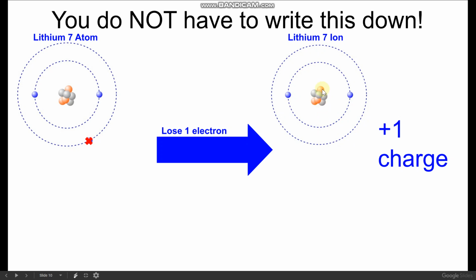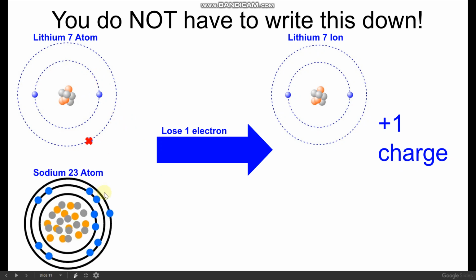We can also think of it in terms of number of protons and electrons. So 1, 2, 3 protons, minus 1, 2 electrons. 3 minus 2 is positive 1. Okay, so that's the first atom, or the first element in the row was lithium. The second element in the row was sodium.